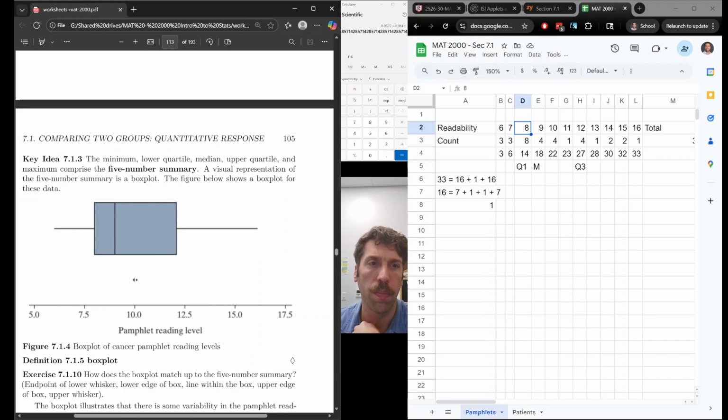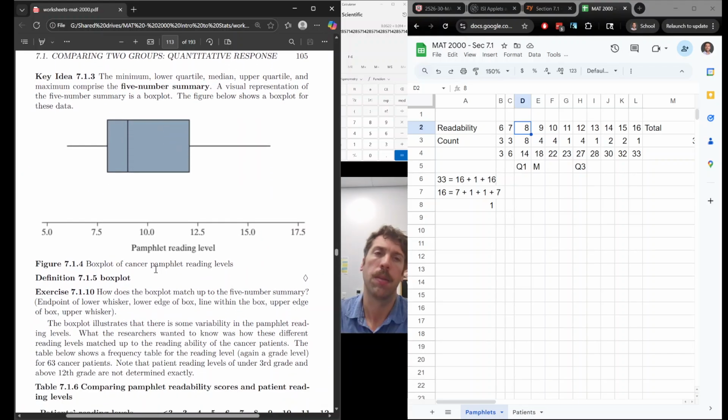Okay, now a box plot like this is a great way to describe the 5-number summary. So here's an example of a box plot. And so when you've got a box plot, I'm going to get out my drawing a little bit here. You've got a box plot.